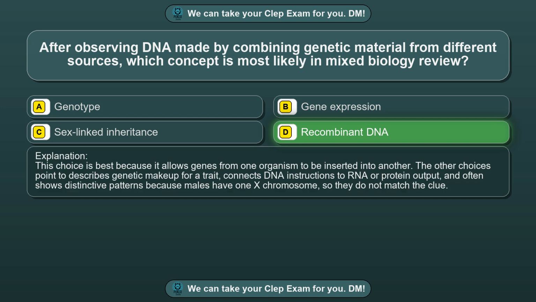This choice is best because it allows genes from one organism to be inserted into another. The other choices point to describes genetic makeup for a trait, connects DNA instructions to RNA or protein output, and often shows distinctive patterns because males have one X chromosome, so they do not match the clue.